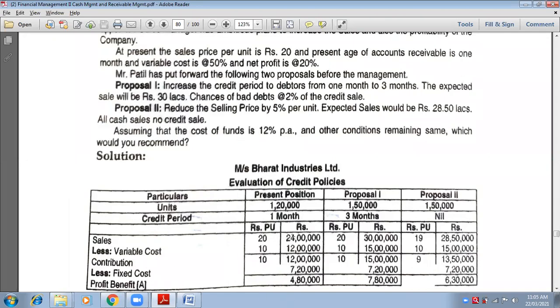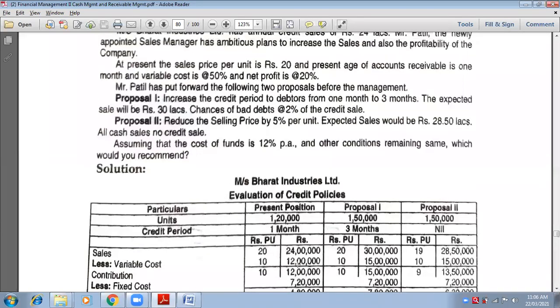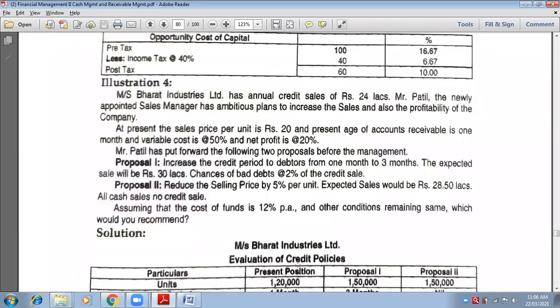Okay. Now sales minus variable cost will give you contribution. Come on. Present policy. What is the contribution? 12 lakh. In proposal 1, what is the contribution? 15 lakh. And in proposal 2, what is the contribution? 13 lakh 50,000. Very good. Now fixed cost. Let's see if fixed cost is given in the question. It is given in the question or not given in the question? Come on, yes or no, according to you.